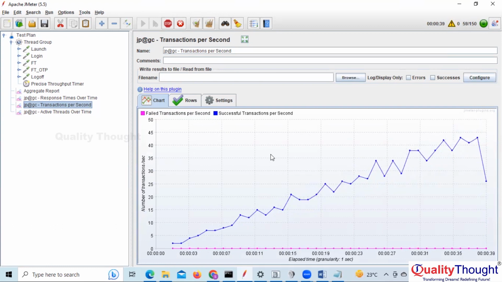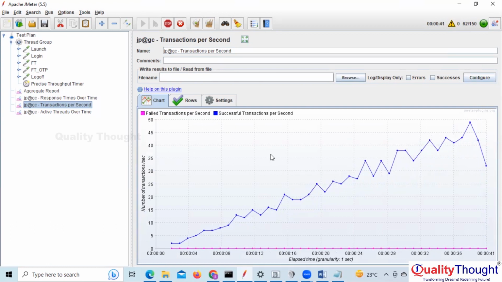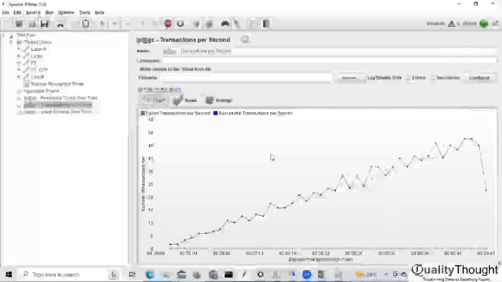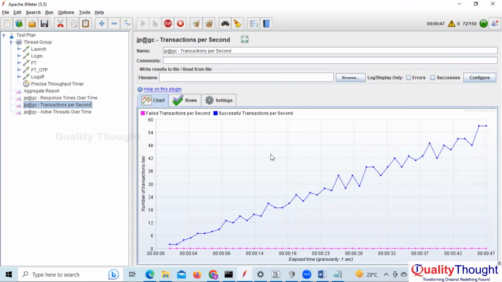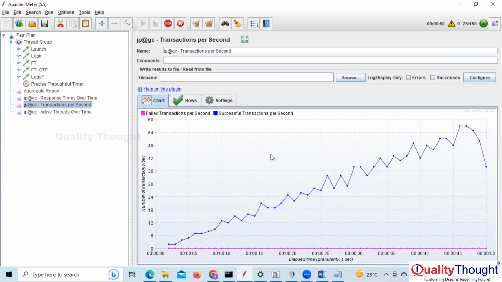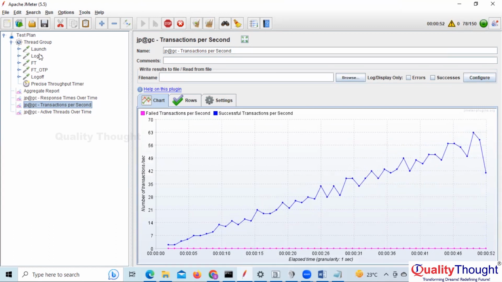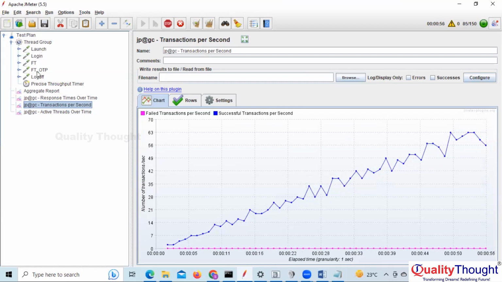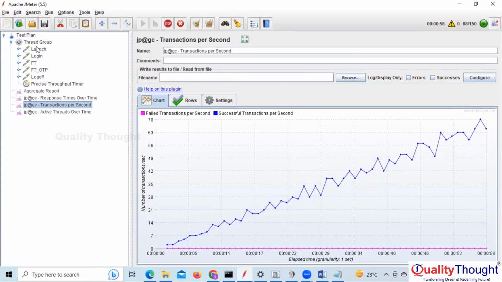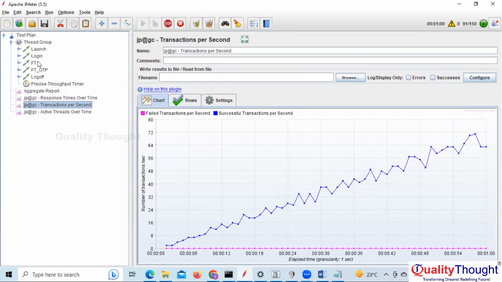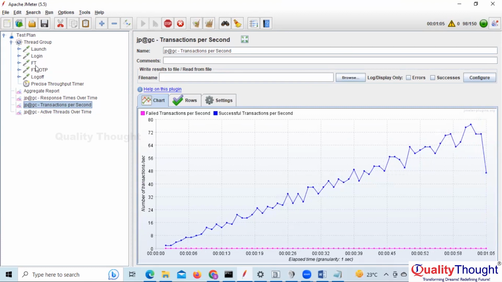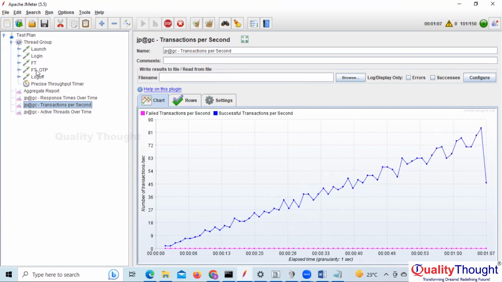See, your requirement in your real-time projects will be like, for fund transfer, they'll tell you that you need to achieve 100 TPS. And this is a fund transfer script, which starts with launch, login, fund transfer, OTP, and log off. There can be a number of transactions here. For all transactions, it has to achieve 100 TPS, right? Including fund transfer, OTP.